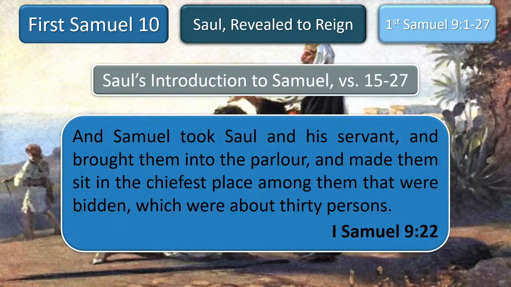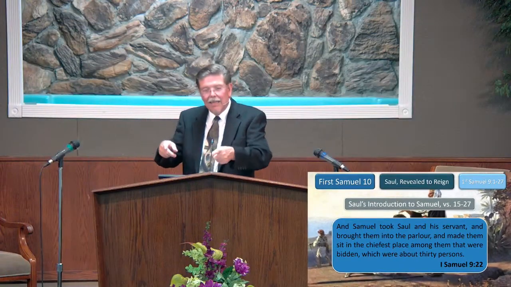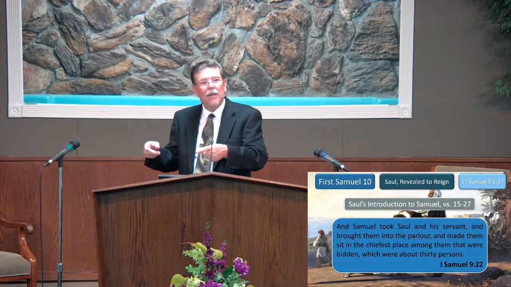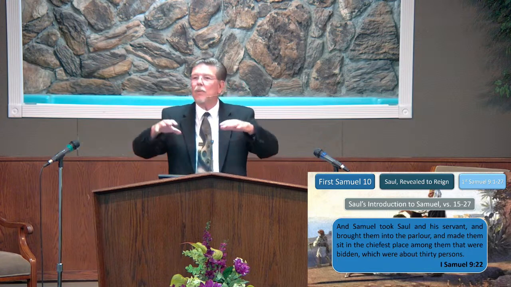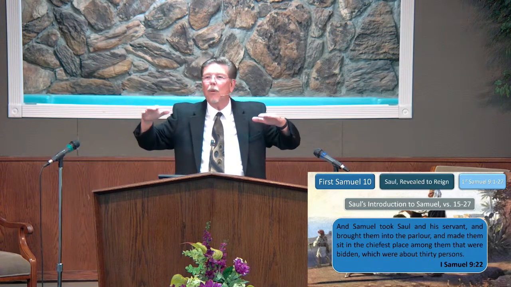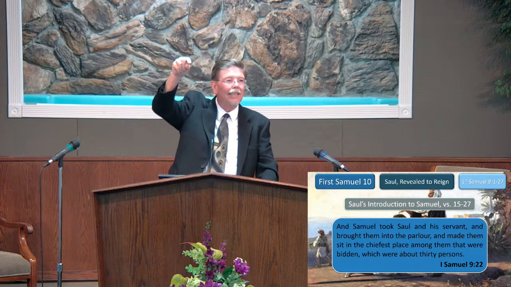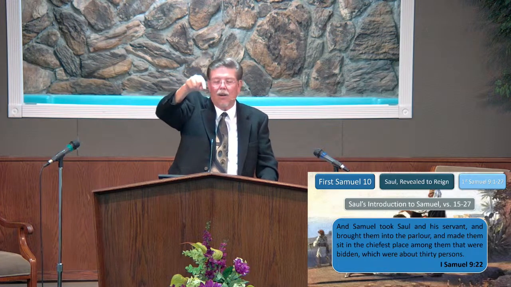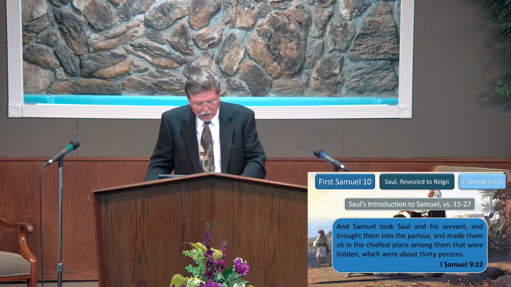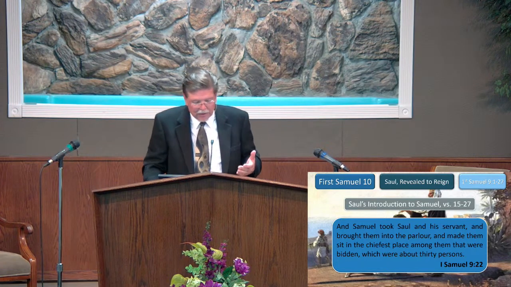Verse 22, and Samuel took Saul and his servant and brought them into the parlor and made them sit in the chiefest place among them that were bidden, which were about 30 persons. Remember what I said a while ago about the maidens? They said, and to those that are bidden, there you go. Those 30 people were bidden. Those people were sat according to their importance. And who got sat right in the chief spot? Saul and his servant.